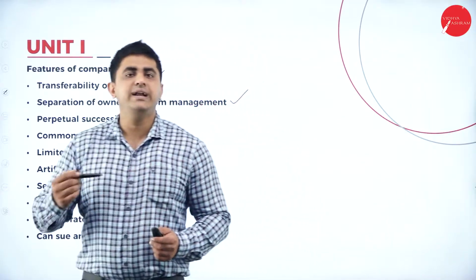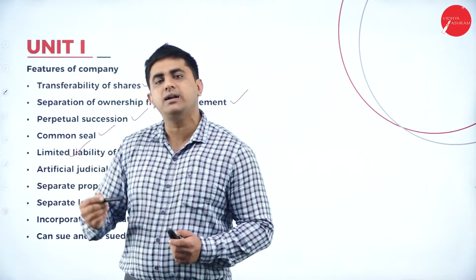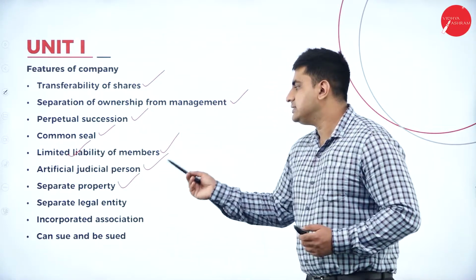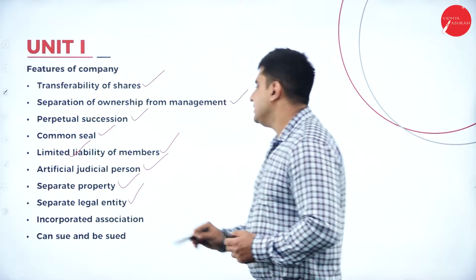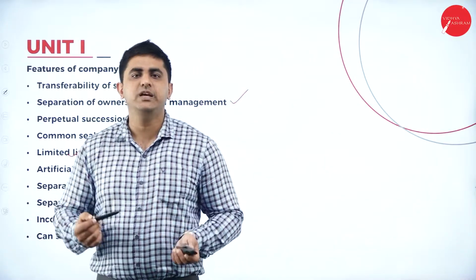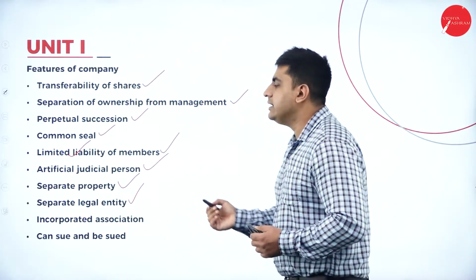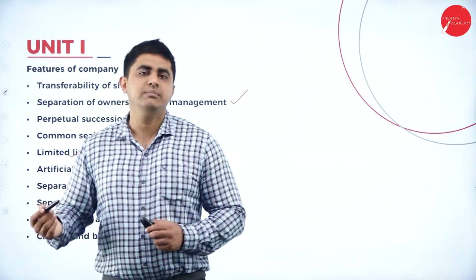So in case of winding up of the company, the assets of the company can be sold to repay the loan, not the members' property. That is the separate property. Separate legal entity. What does this mean? That is, company is different and members are different. That is the meaning of separate legal entity. That is, if the company commits any fraud, then company is liable, not the members.